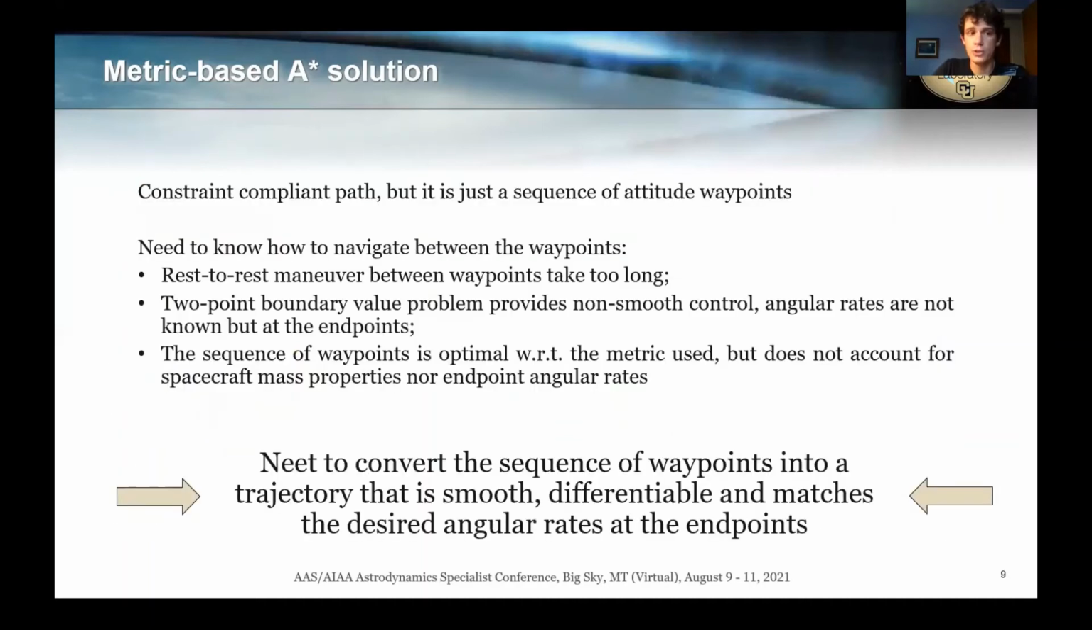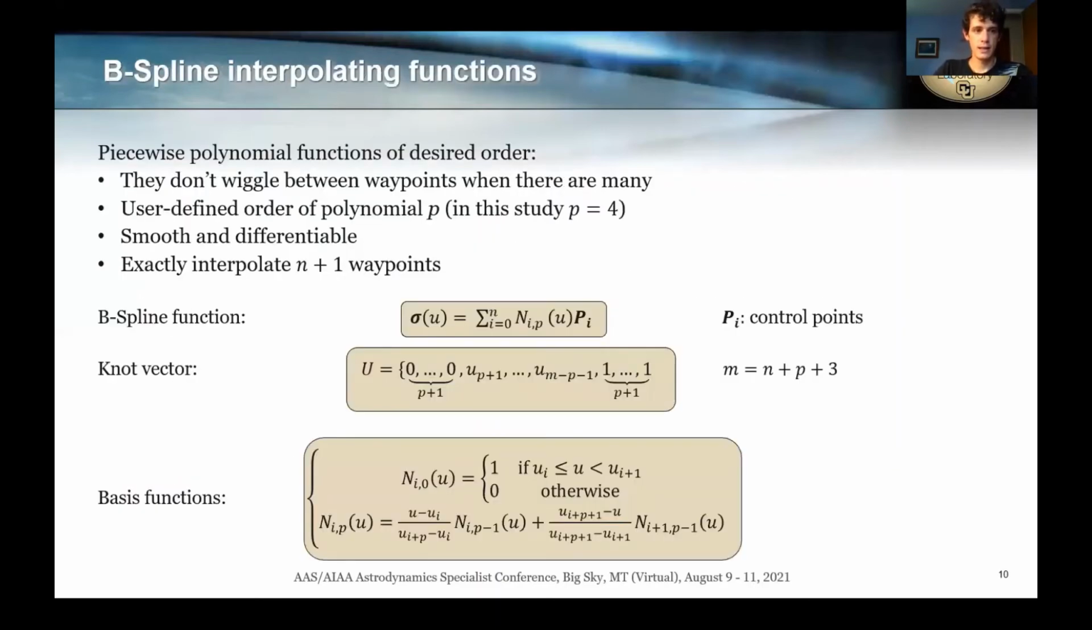However, this solution is nothing but a sequence of attitude waypoints connected by a straight line from one another. So what we want to know now is, how do we navigate between these waypoints? What we need, therefore, is to convert the sequence of waypoints into a trajectory that is sufficiently smooth and differentiable, and also should match the desired angular rates at the endpoints, specifically at the beginning and at the end of the trajectory. This is done using B-spline interpolating functions, and these are piecewise polynomial functions of a desired order P.